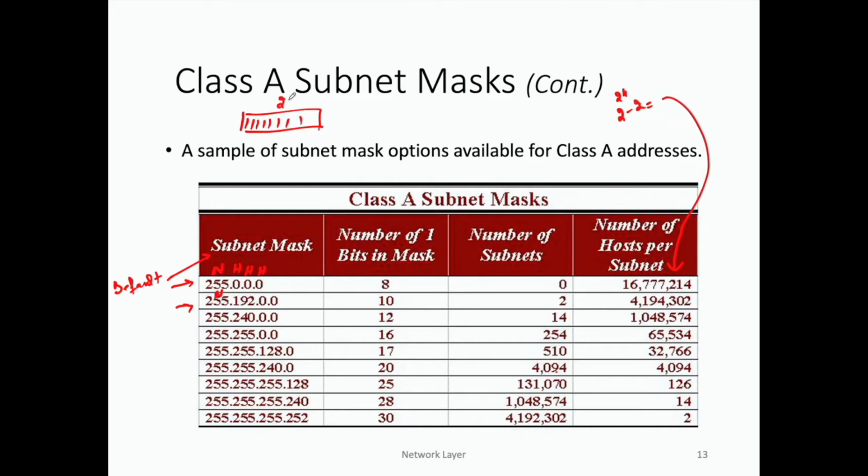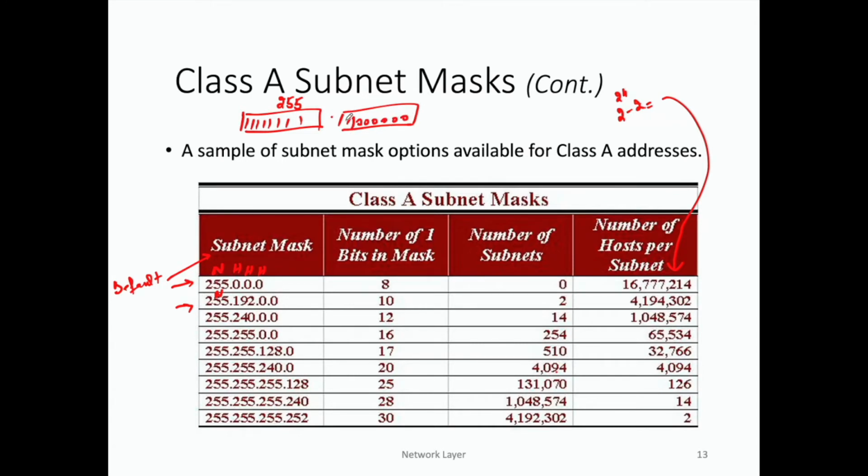Means this value will always be 255. So in the second case here, I've borrowed 2 bits. I will always borrow bits from the left side. It is not the case that we borrow the bits of our choice. No, we'll always borrow bits from the left side. So I have borrowed 2 bits, right? And all the other bits are 0 for the calculation of the subnet mask.